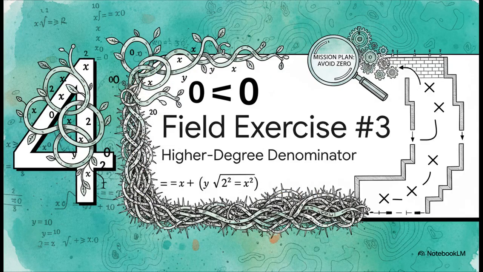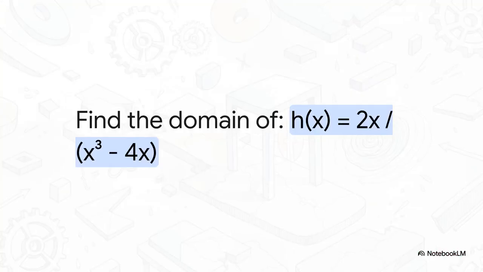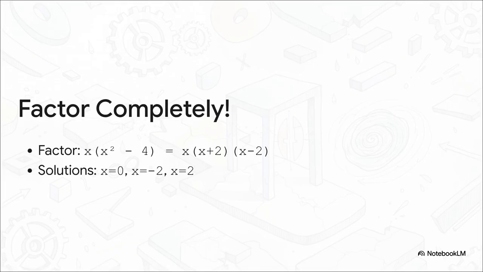All right, let's jump into our final field exercise. This one might look a little more intimidating, but I promise you, the mission plan stays exactly the same. So here's our function. We've got a cubic polynomial down there in the denominator, x cubed minus 4x. Don't let it scare you, just trust the process. So the very first step is always to factor completely.